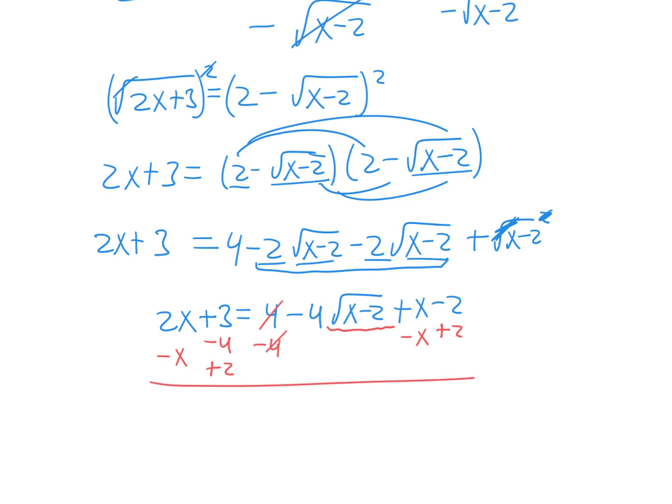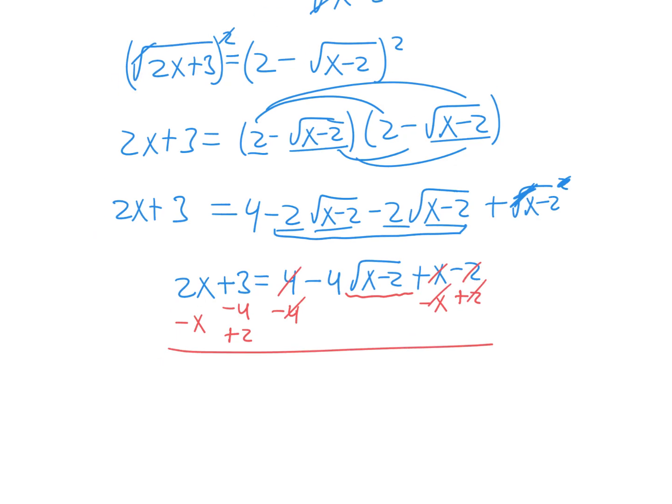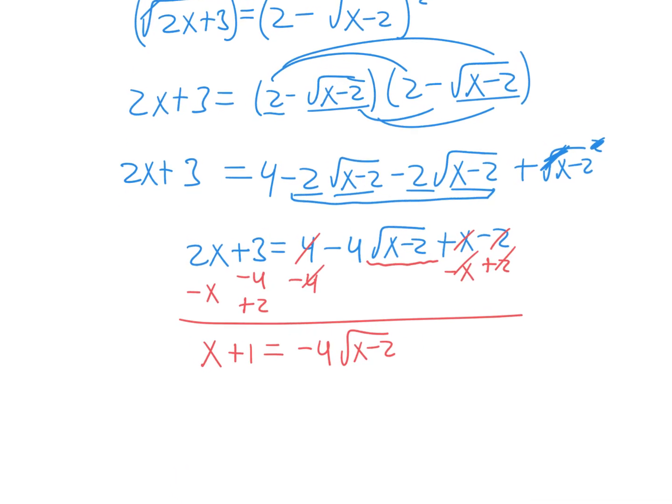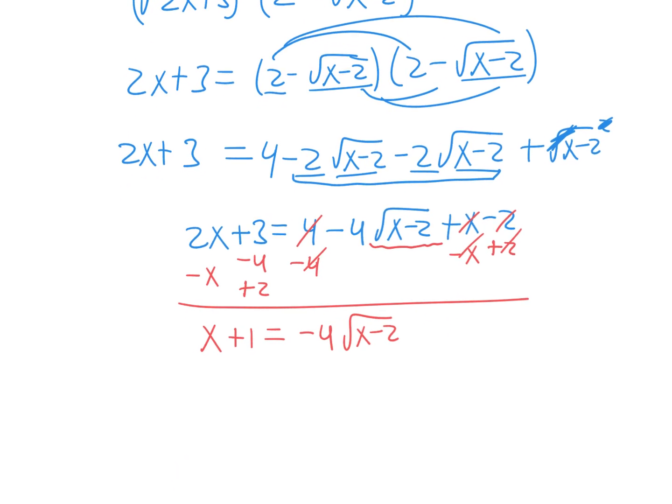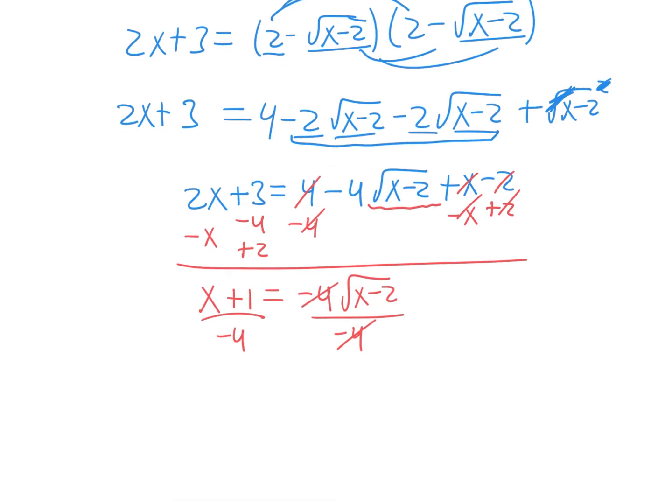And then over here, the 4's cancel out, the x's cancel out, the 2's cancel out. And so on the left-hand side, I'm just left with the 2x minus x, which is x. 3 minus 4 is negative 1, plus 2 is positive 1. So I get x plus 1 equals negative 4 square root of x minus 2. All right? So now we're getting closer to getting this one by itself. Let's now divide both sides by negative 4. And then that gets rid of the negative in front of the radical. And then I get an x plus 1 over negative 4 equals the square root of x minus 2.